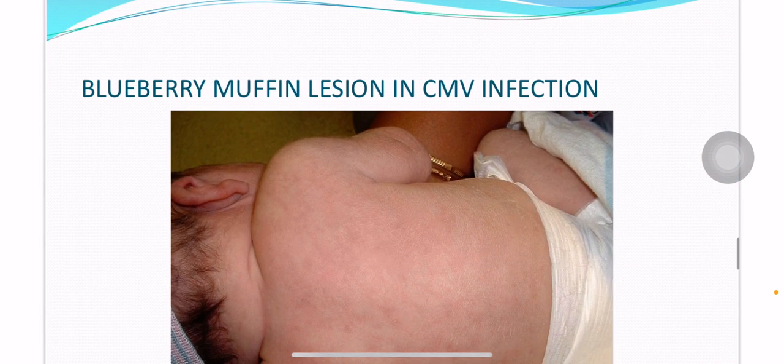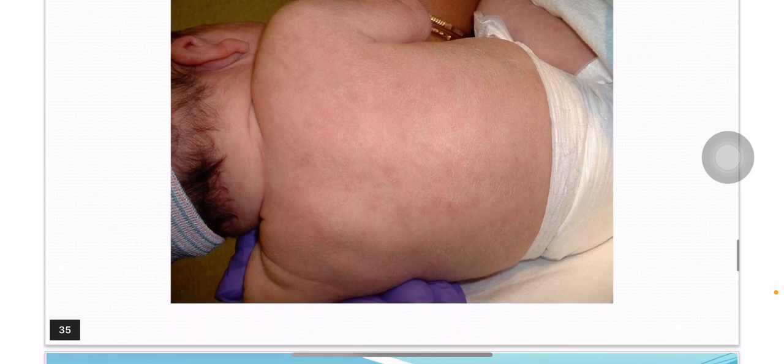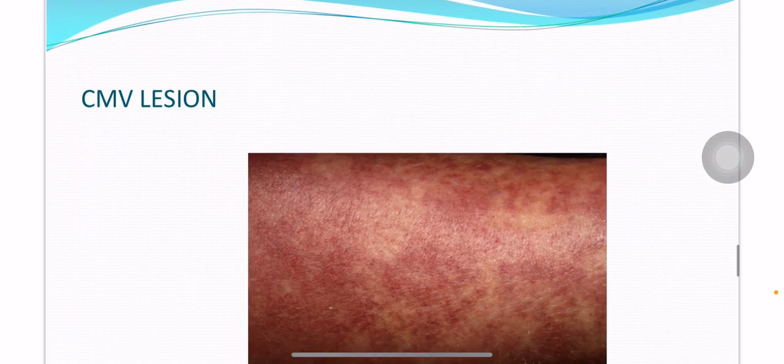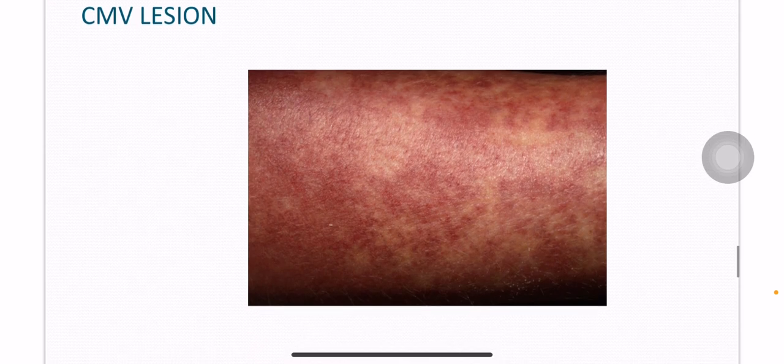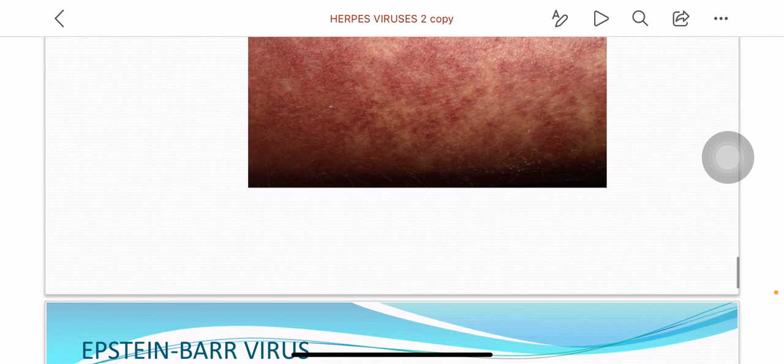Blueberry muffin lesion in the cytomegalovirus infection. CMV lesion. With this, we finish part 2 of herpes viruses.